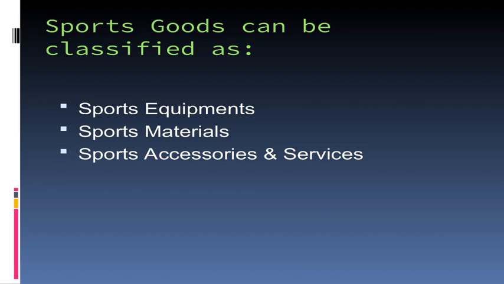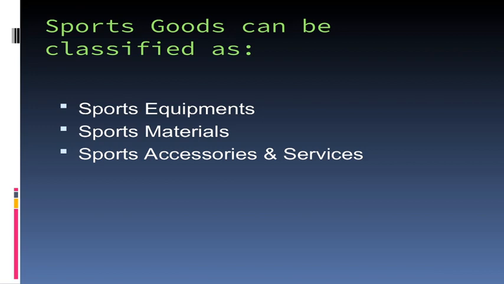What is the classification of sports goods? There are more than thousands of sports goods available for different sports and sports persons. If we are asked to list out the names of products, we may not be able to list more than 100. There are more than 1000 sports products for different sports and games, and these products are classified under three categories: sports equipment, sports material, and sports accessories and services.